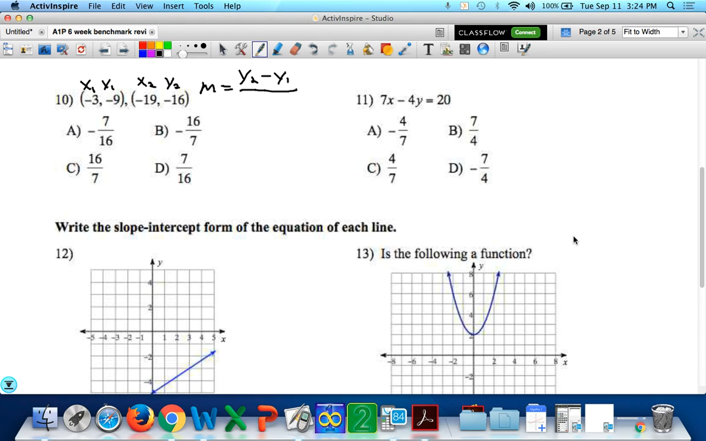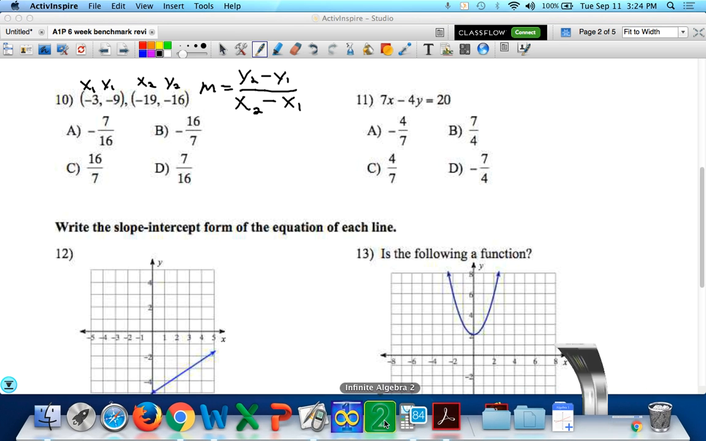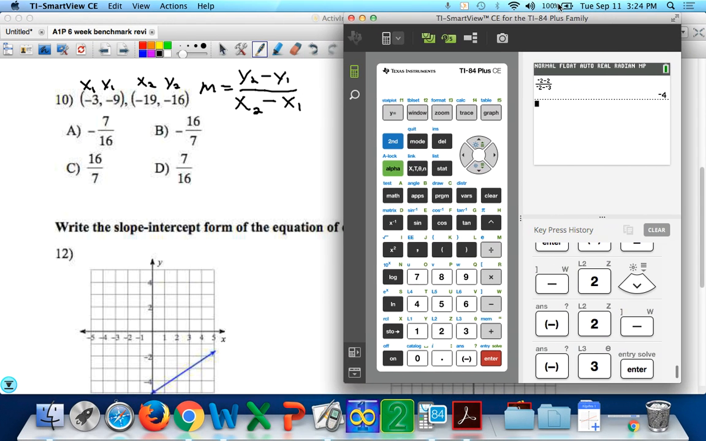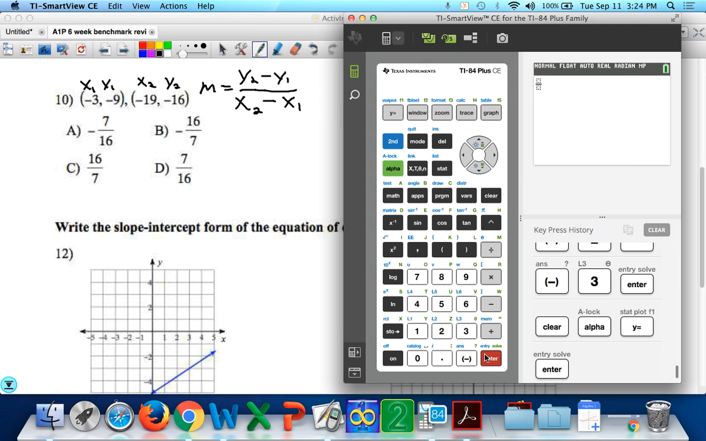As I was saying, this will be on your formula sheet tomorrow. Y2 minus Y1 over X2 minus X1, and we just plug these points in. Where this problem gets people, and why it's on that benchmark to begin with, is because of all the negative signs flying around. You can expect those tomorrow.